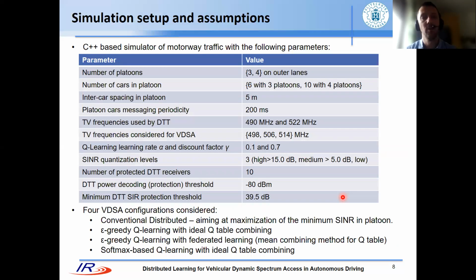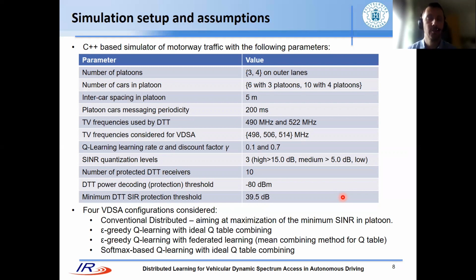And we have verified our work here, this Q-learning approach, using computer simulation, so a C++ based simulator of motorway traffic, where we considered two scenarios with 3 and 4 platoons moving on outer lanes in two opposite directions. The scenario with 3 platoons uses only 6 cars per platoon, and this is a lower inter-platoon interference scenario. With 4 platoons, we have higher inter-platoon interference, and we have 10 cars per platoon. So this will be much more challenging when it comes to communications. We have 5-meter car spacing in platoon, and the platoons transmit a message every 200 milliseconds.